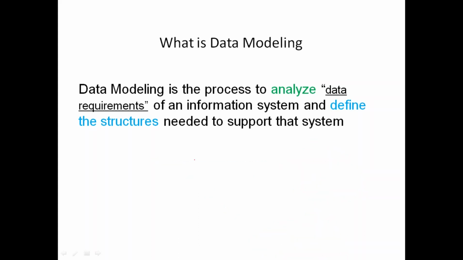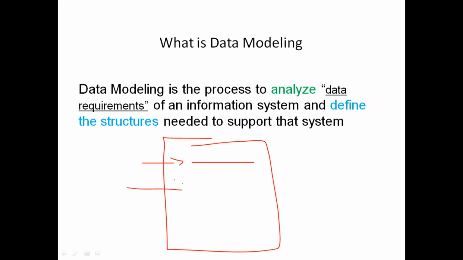Okay. So what is data modeling? Data modeling is the process to analyze the data requirements of an information system and define the structures needed to support that system. This is the responsibility. So then what the data modeler or data architect does is go through all the requirements. We are going to learn it firsthand. In the first class, what we are going to do is we will have a set of requirements written in text format, no database or anything, no diagrams.